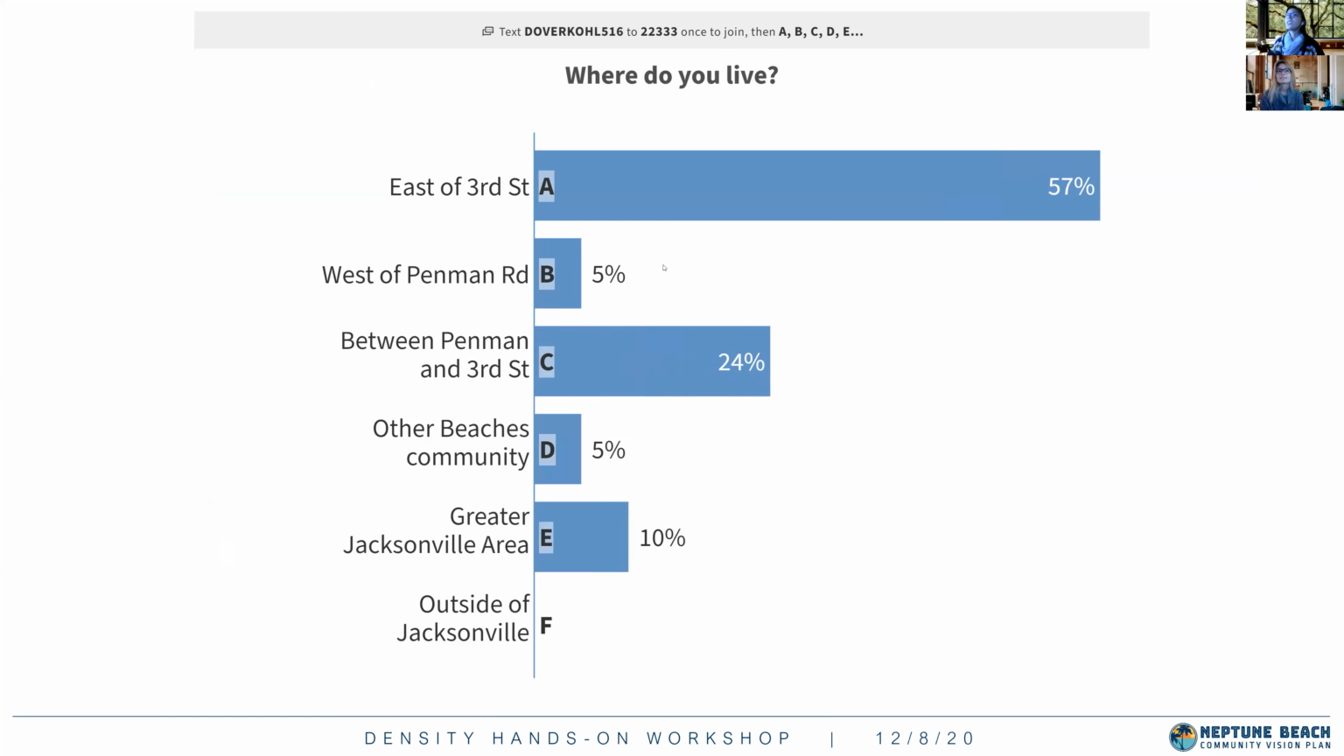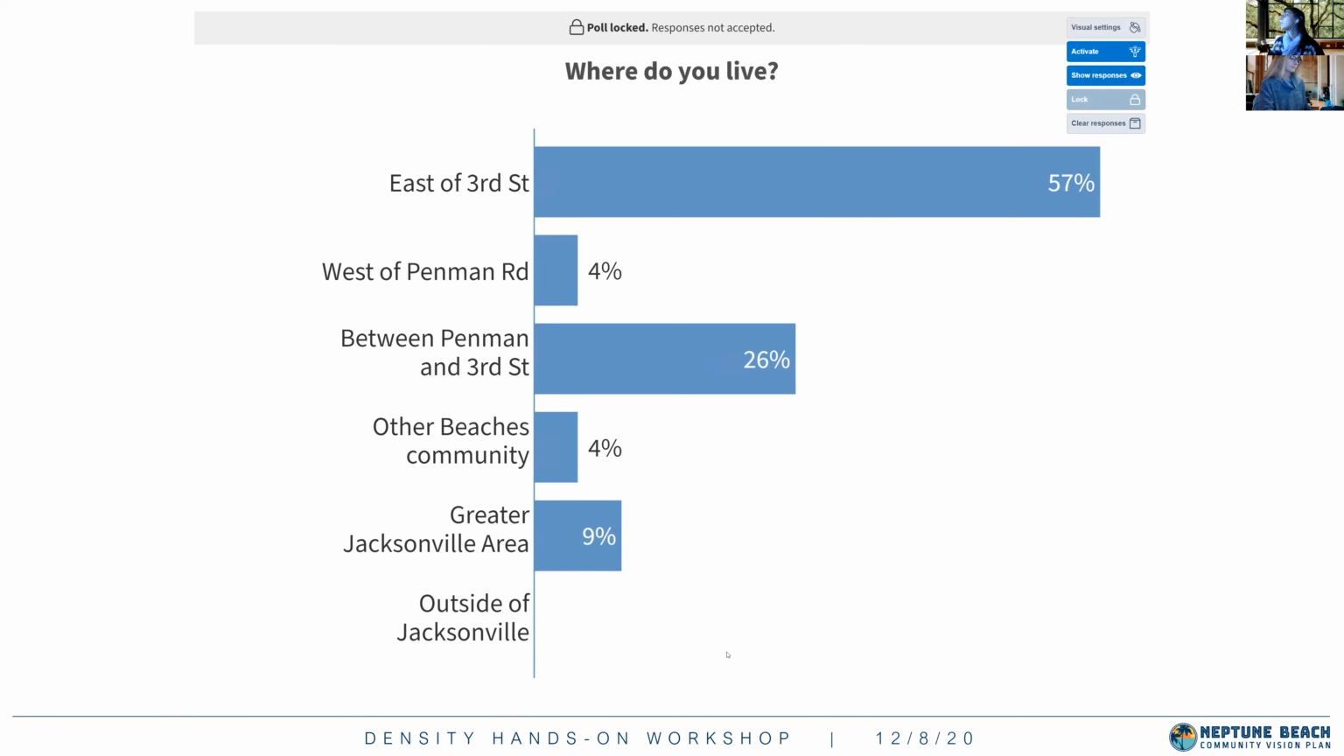Okay, so the instructions are at the very top of the screen. So it'll be repeated throughout the polling. So if you want to send a message to the number 22333, and the message you're sending is Dover Cole 516. Once you're inside the poll, you'll be able to answer with just sending the letter. All right, I'm gonna lock this one and move on to the next one.